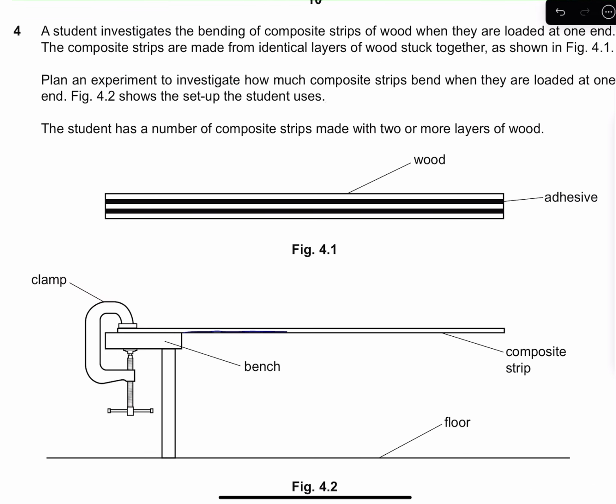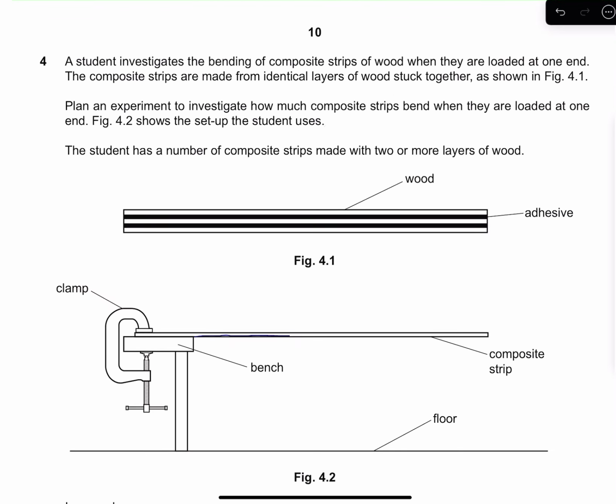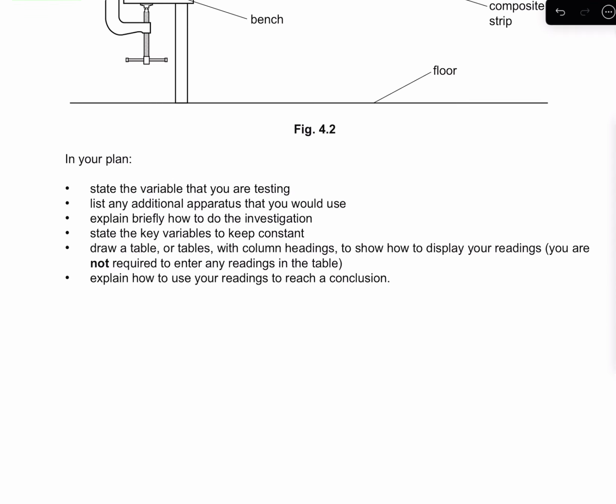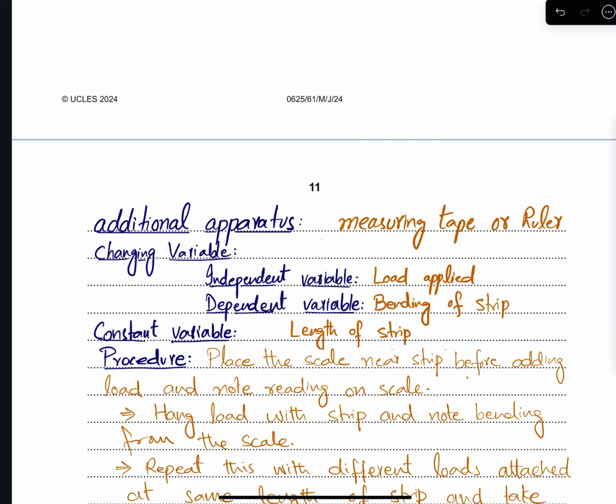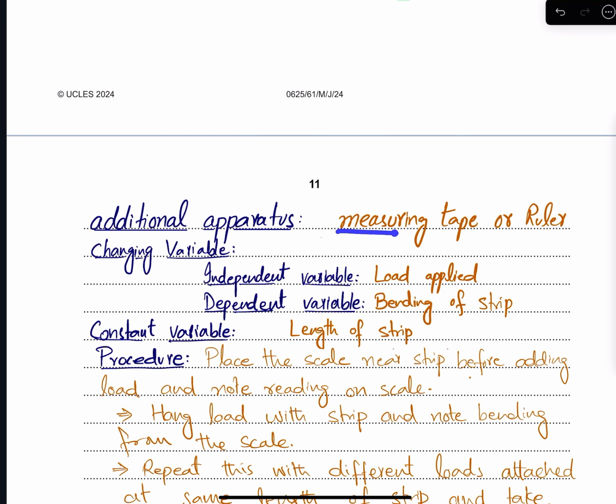Let me see, maybe loads are given in the apparatus. Strip when they are loaded at one end, the components are made identical. No, we need the loads. Okay, so let's start. Additional apparatus. What I need, measuring tape or the ruler I need.